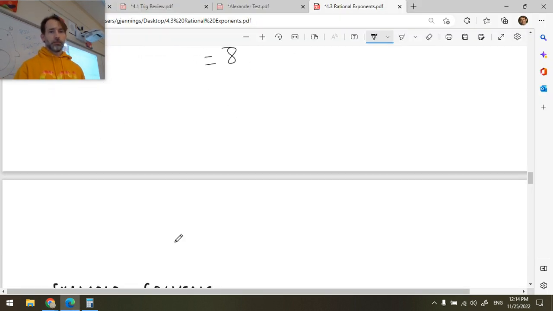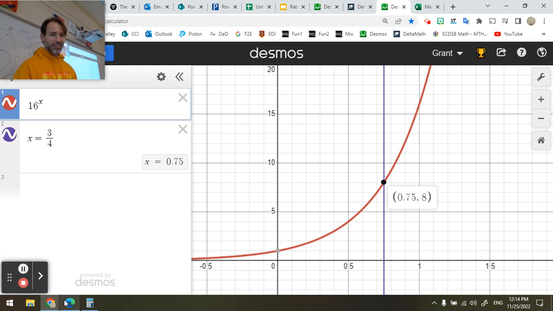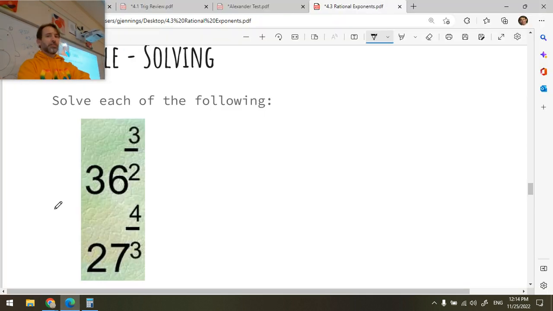Keep going. Solve each. 36 to the 3/2. How do we get started with this problem? Did I start the video again? Yes, I did. Good. How do we solve this problem? 36 to the 3/2.